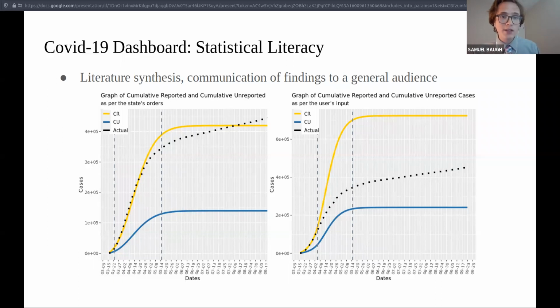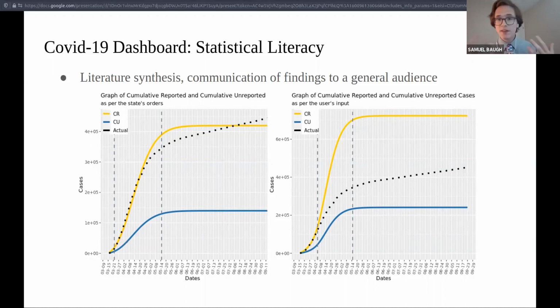Then on the right-hand side is a theoretical simulated version where you delay the original stay-at-home intervention by 2 weeks. That's an option that you have in the dashboard. And in this one, you can see that the CR, which is the cumulative reported cases, is much higher, which indicates that under their theoretical model, if you had delayed the stay-at-home intervention, you would have had a lot more cases overall than you actually see in the real data.